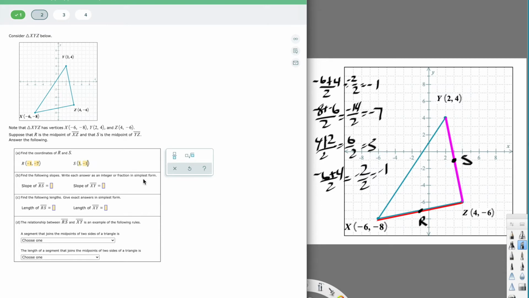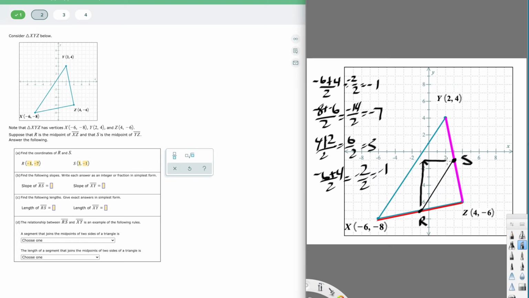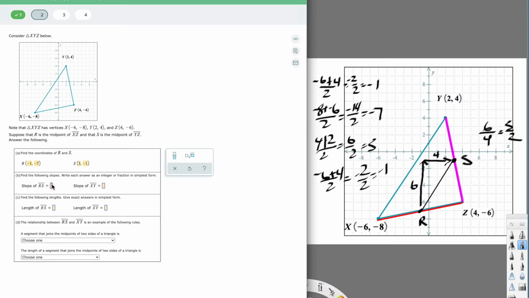Alright, now we want to know what the slope of RS is. If I connect these points here, RS, like that. So the slope of this, I can just look at rise over run. So how far up do I need to go to get here, and how far over? So my rise would be 1, 2, 3, 4, 5, 6, and my run would be 1, 2, 3, 4. So I'd have rise over run, and I can reduce that, 3 over 2. And now I'm going to do the same thing for XY.